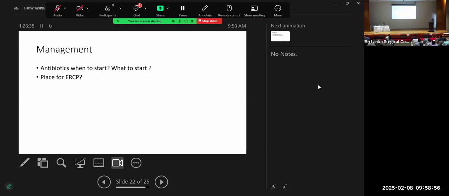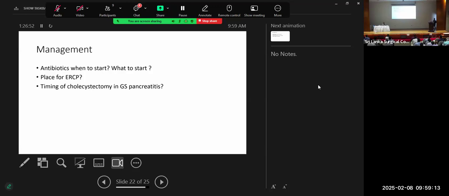If you are in doubt whether the stone has passed or not, what is the investigation? MRCP. You have to do MRCP before ERCP, right? Next, timing of cholecystectomy with gallstone pancreatitis.